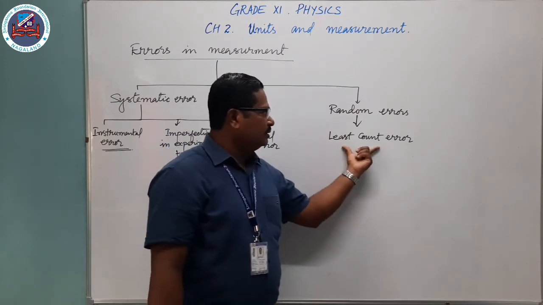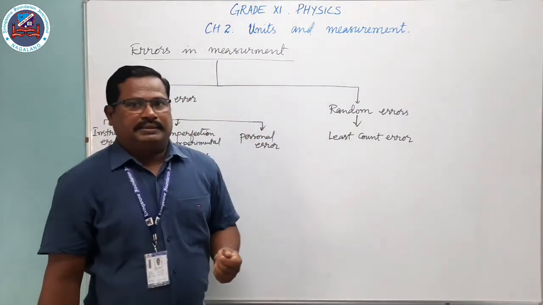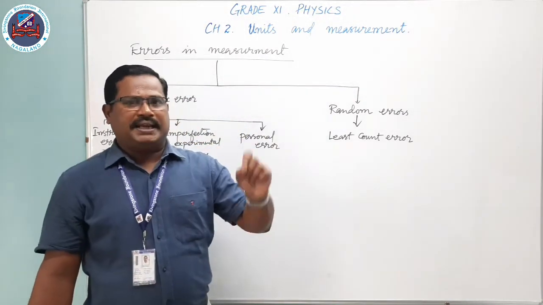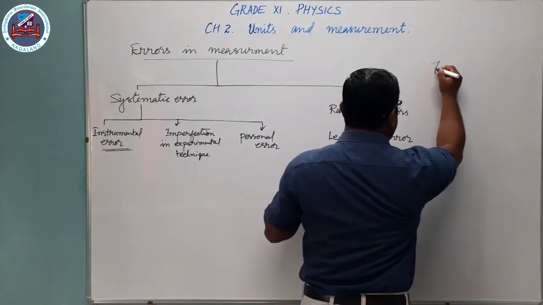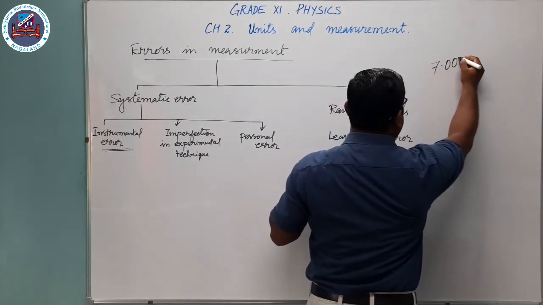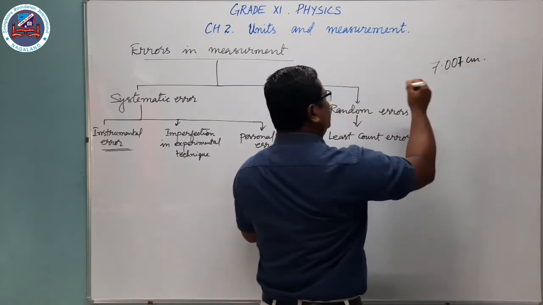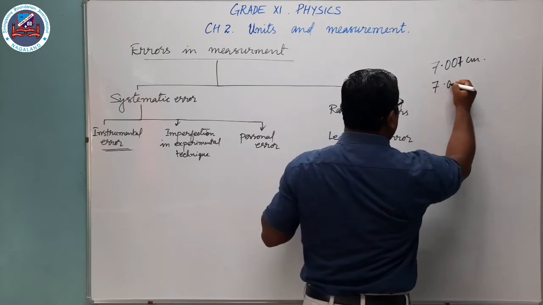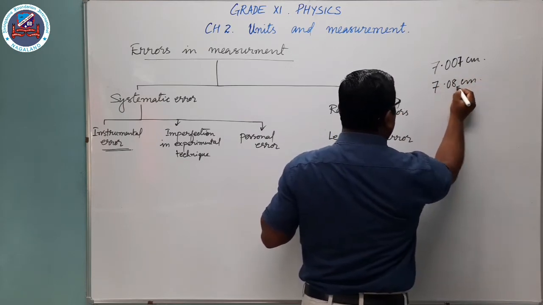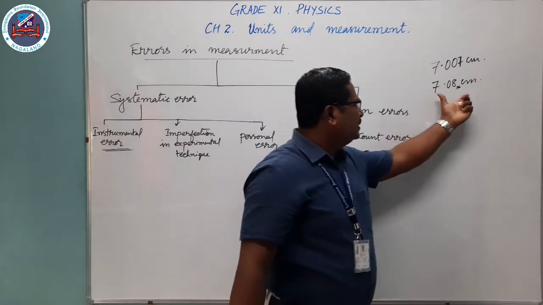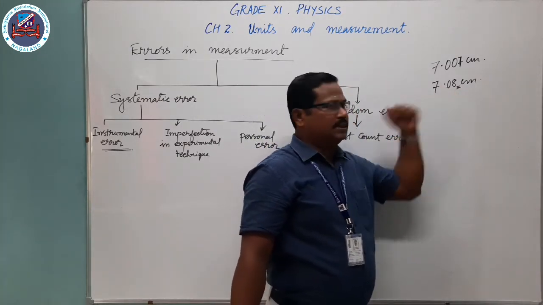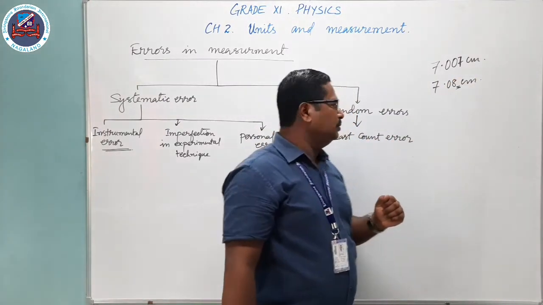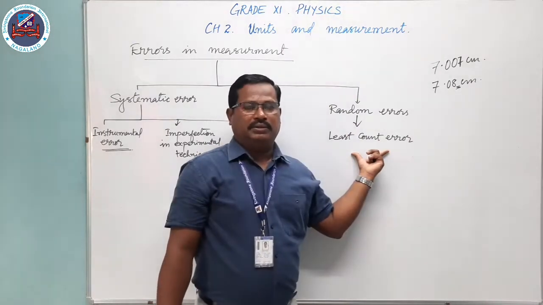And this least count error also comes under random errors. Suppose, as I said earlier, that an instrument cannot give you a precise value. Suppose you want 7.001 centimeter, and you are using a vernier calipers. There it will give you, say, 7.08 centimeter. Now this third value you cannot find out because the least count of the instrument is only up to two decimal digits. You want to get the third digit, but you cannot get that value, and that will lead to least count error.